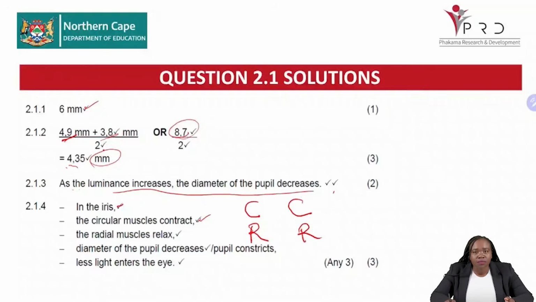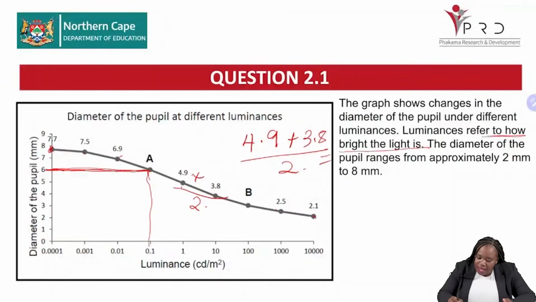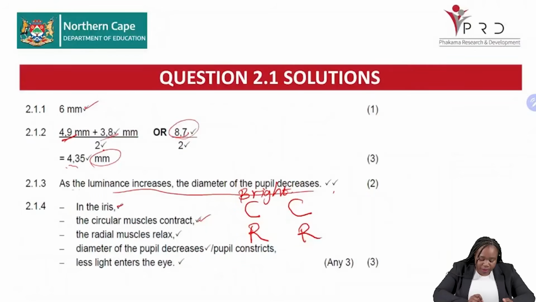So, this is pupillary mechanism in bright light. Why do we say it's in bright light? Because the brightness of the light keeps increasing, the luminescence keeps increasing, which is very important, and they have told us what luminescence means. Luminescence is how bright light is, meaning that as luminescence increases, the brightness of the light increases, right? So the radial muscles relax, which will then cause the diameter of the pupil to decrease, or it will cause the pupil to constrict, right?